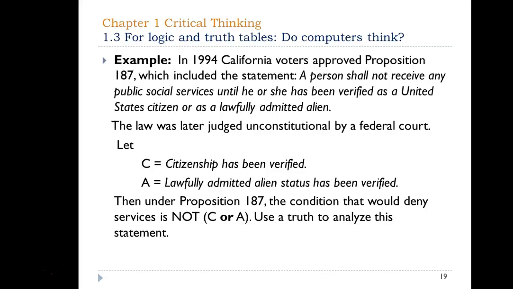Example: in 1994, California voters approved Proposition 187, which included the statement, "A person shall not receive any public social services until he or she has been verified as a United States citizen or as a lawfully admitted alien." The law was later judged unconstitutional by a federal court. Let C equal citizenship has been verified, and A equal lawfully admitted alien status has been verified. Then under Proposition 187, the condition that would deny services is not (C or A). Use a truth table to analyze this statement.